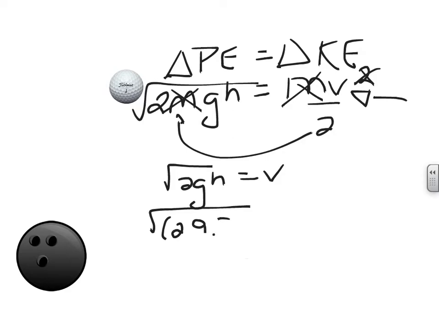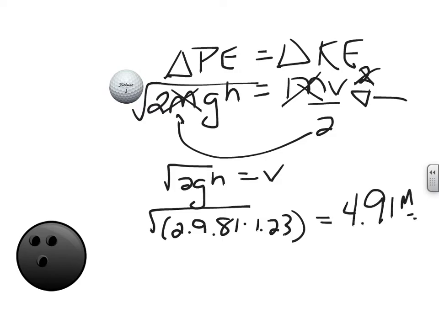It's going to go 2 times 9.81 times the height of 1.23. So, if we plug that into the calculator, 2 times 9.81 times 1.23, and we find out that he was going a whopping 4.91 meters per second right when it hit your foot. Definite ouch. You're going to limp. So, what happens is when I lose one type of energy, I'm gaining another type of energy, or I'm doing some work. And so I see this happening all the time.